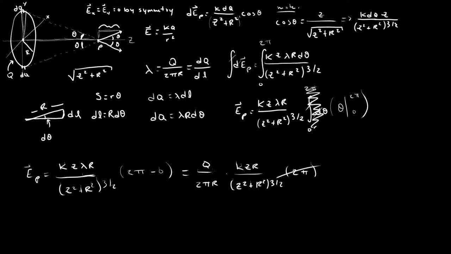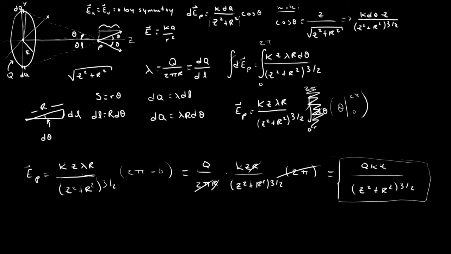Now the 2 pi's cancel, this r cancels, and we're left with the electric field equaling q times k times z divided by z squared plus r squared to the 3/2. Now that's the final answer. You'll get full credit if you wrote this on an AP exam or you wrote this on your test for your teacher. You get full credit for that.